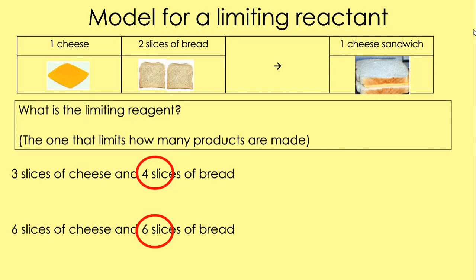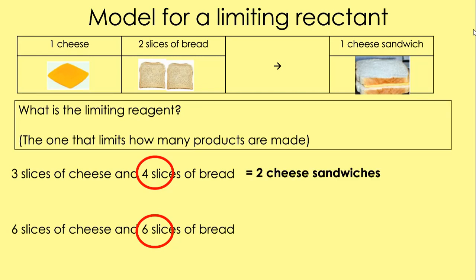And my next example, sorry, I've gone too quick on there. If I've got 6 slices of cheese and 6 slices of bread, again my bread is the limiting factor, because 6 slices of bread will only make 3 cheese sandwiches, whereas 6 slices of cheese would make me 6. So my bread is the limiting reactant there.